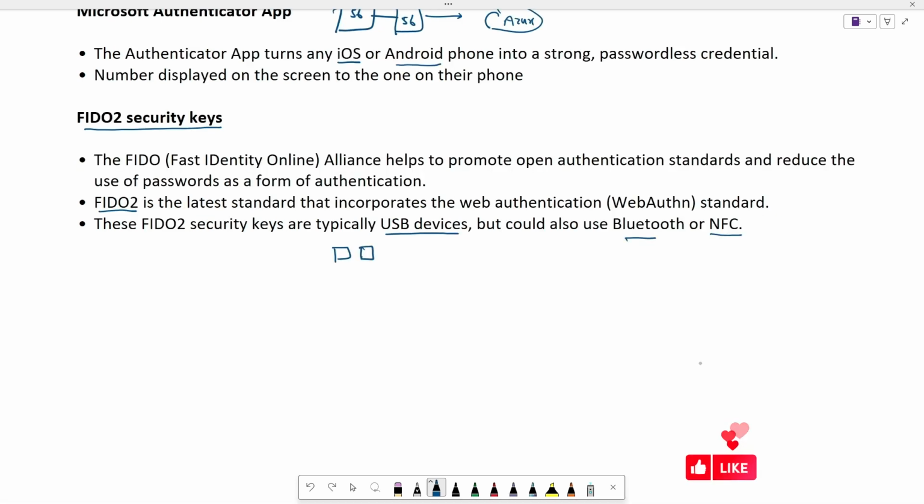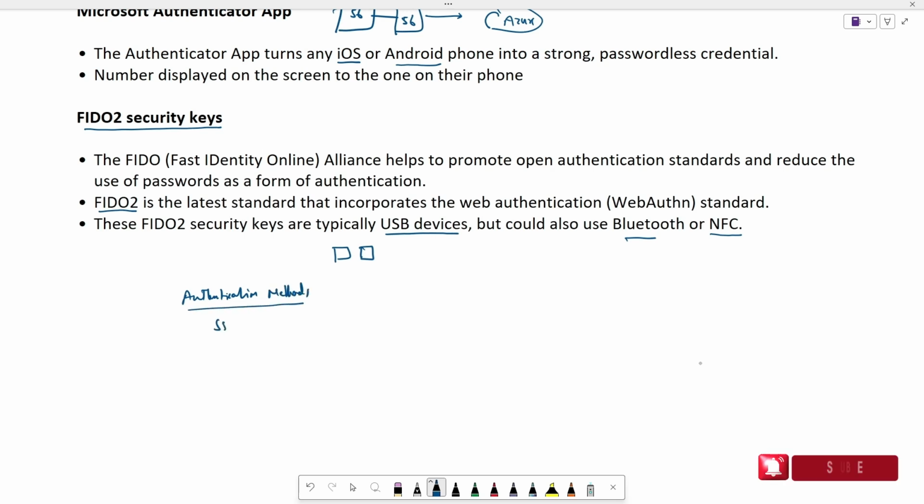So in summary, we have discussed authentication methods, and we have discussed single sign-on. We have also discussed multi-factor authentication and methods for multi-factor authentication. We have also discussed passwordless authentication.